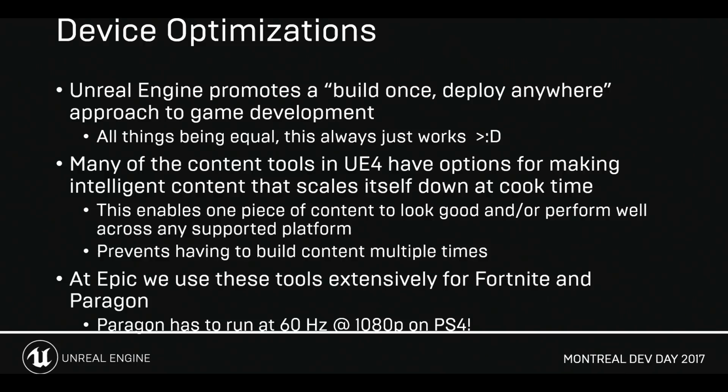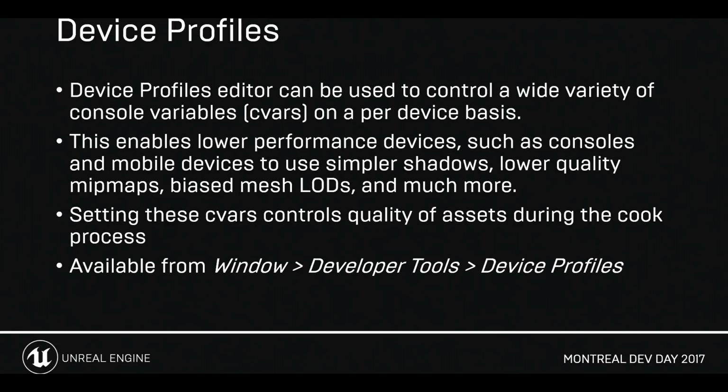Many of the content tools in UE4 have options for making intelligent content that will cook to many different platforms. So if you didn't know, actually, real quick, a lot of the things I'm going to talk about are stuff that we're using on Paragon to keep it running at 60 hertz on console. So make sure you're aware of the device profiles editor. It gives you access to a big long list of every device you're probably ever going to ship on. So every mobile device, every console, if you already have the console stuff installed in your editor.